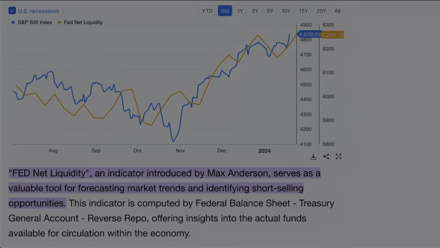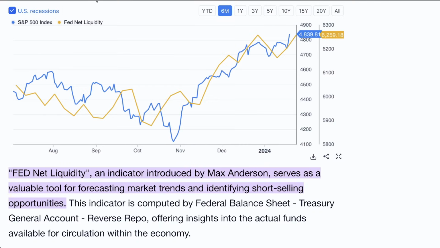Here we go. This is it. What we can see from this is the indicator, which is known as Fed net liquidity. There are a number of different ways to look at it, but you see the correlation here. Fed net liquidity versus the S&P 500. It's perfect. It's virtually perfect.